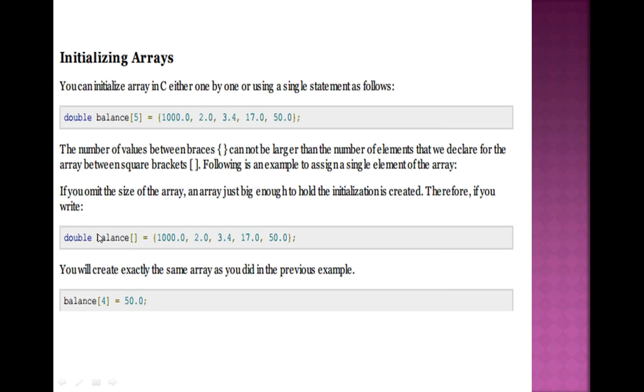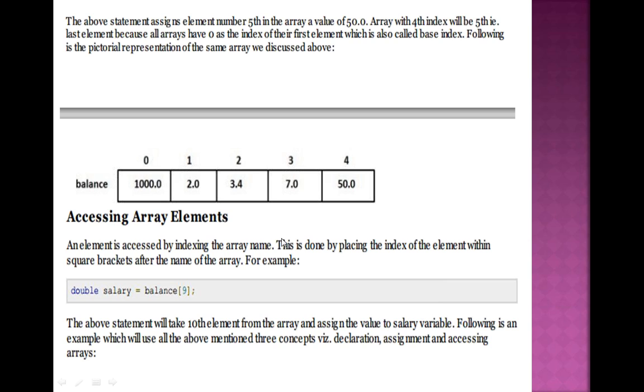Next, you will create exactly the same array as you did in the previous example, that is balance[4] equals 50. This is the last element, starting from 0 and ending with 4. There are a total of 5 elements: 0 location, 1 location, 2 location, 3 location and 4th location. The above statement assigns the 5th element in the array a value of 50.